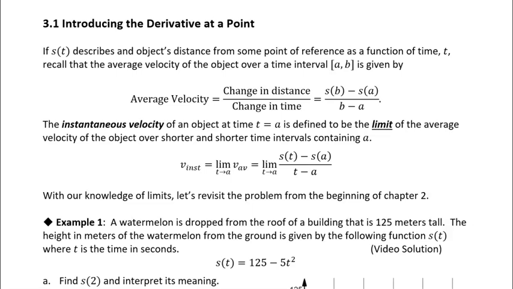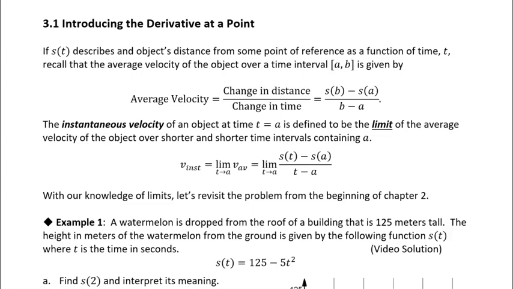Average velocity is just the change in distance over change in time, but we need a time interval, right? We can calculate the average velocity over a finite time span, from t equals, say, 2 to t equals 3. But we also introduced the concept of instantaneous velocity.